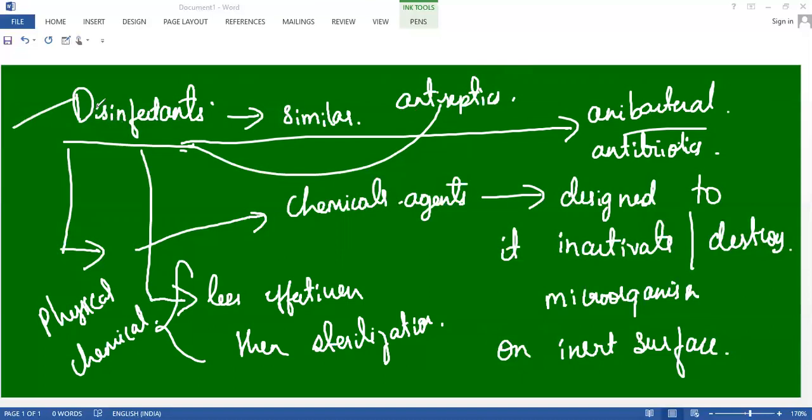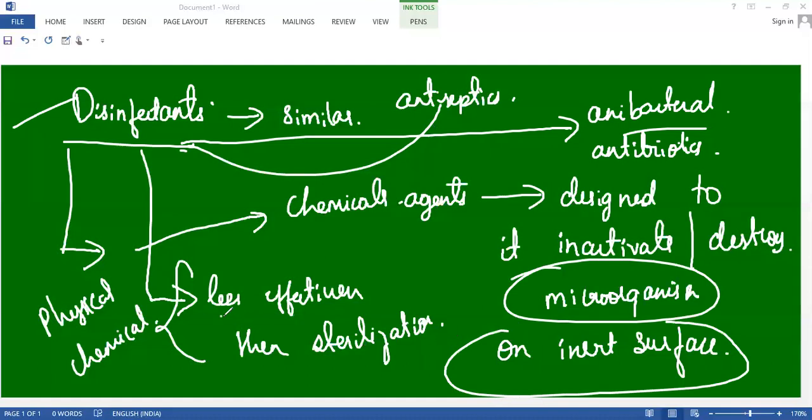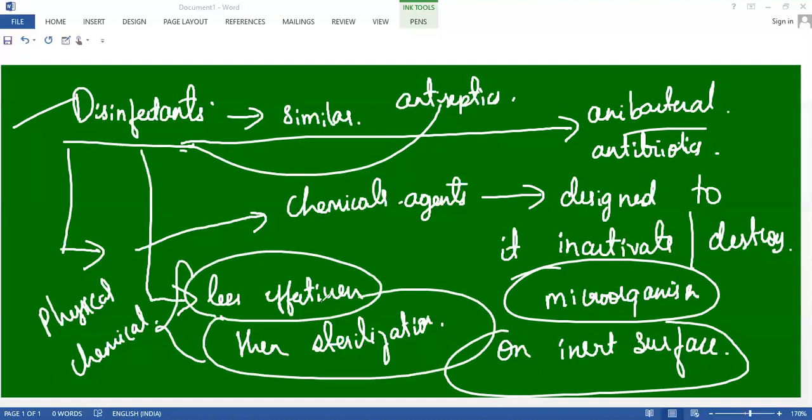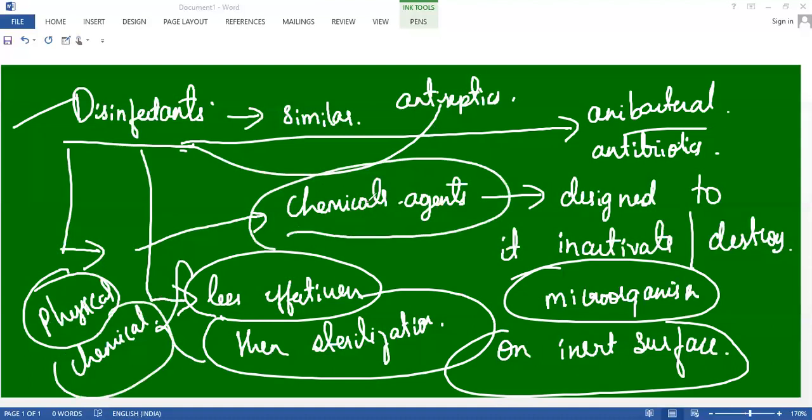The common similarity is that both are chemicals, but the difference is that it is designed only to destroy or deactivate the microorganisms on inanimate surfaces, and is much less effective than sterilization. And this involves both physical and chemical changes. This is a chemical agent, when we are comparing the two.